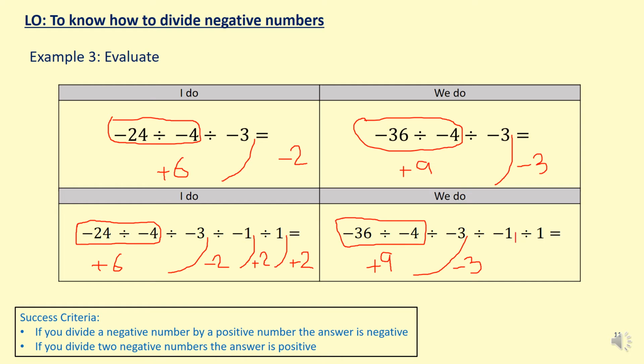Now I need to do this one. 3 divided by 1 is 3. Negative divided by negative is positive. And then last step, 3 divided by 1 is 3, and positive divided by positive is positive. So your last answer is positive 3. Well done if you managed to do all these right.